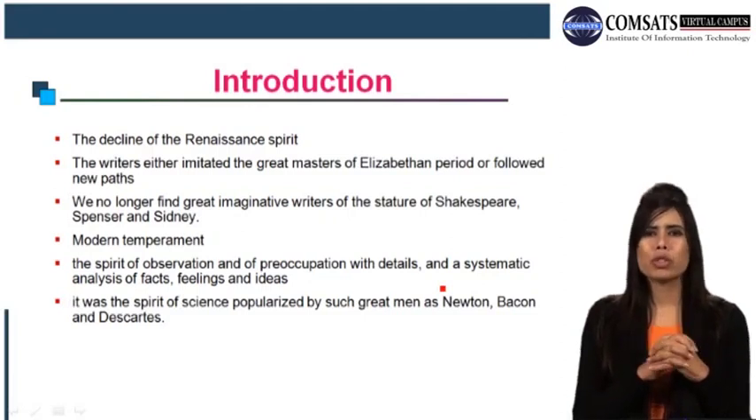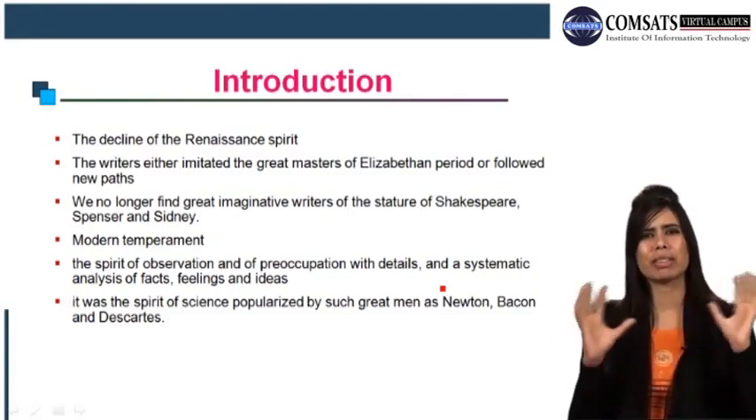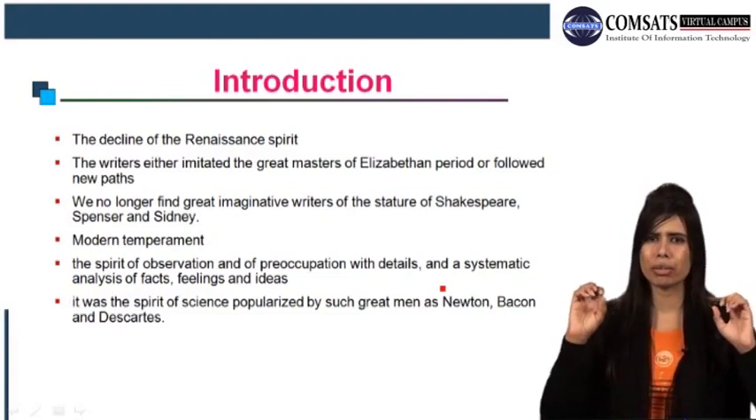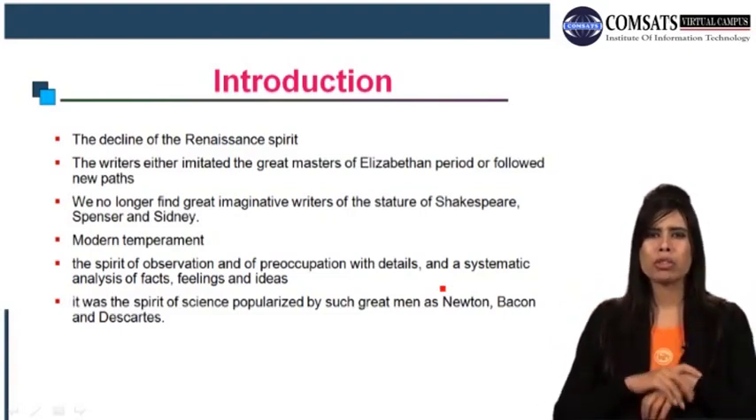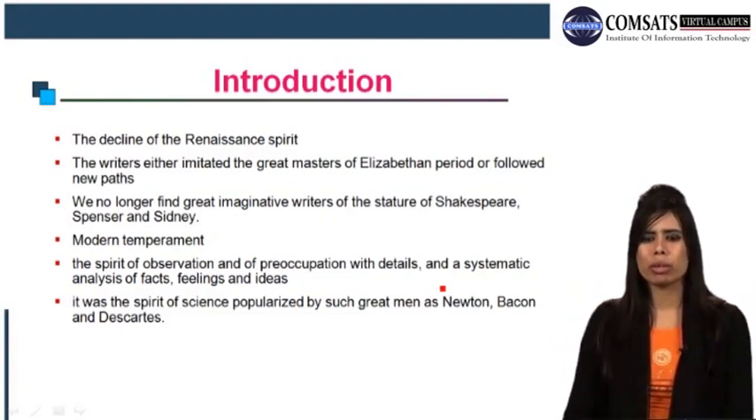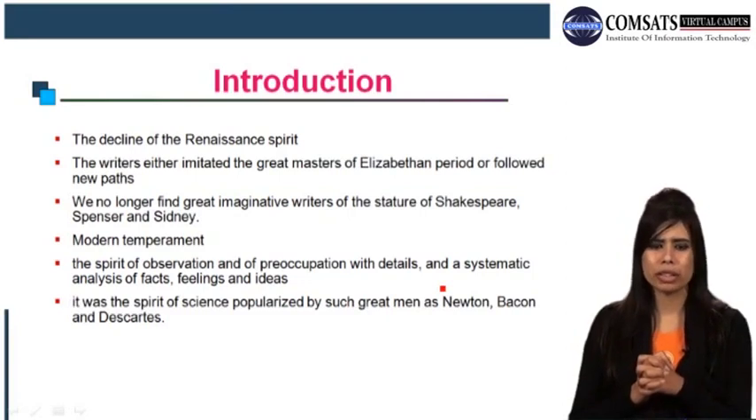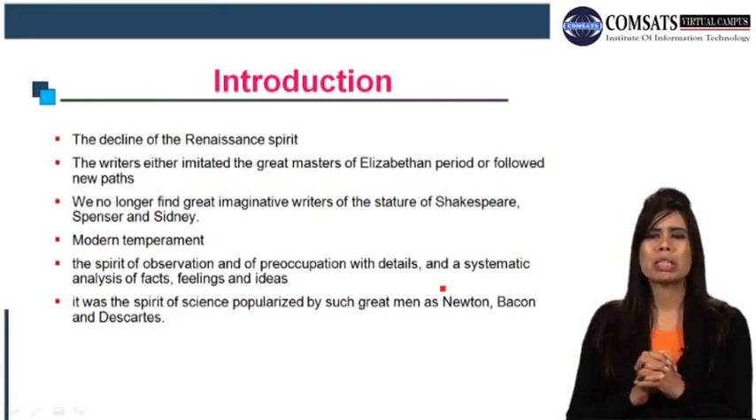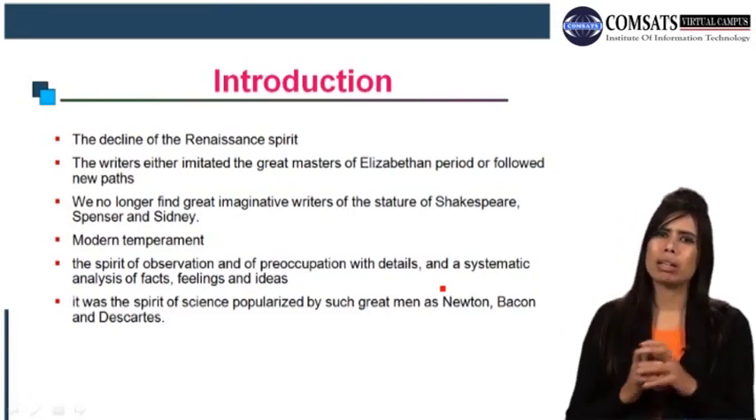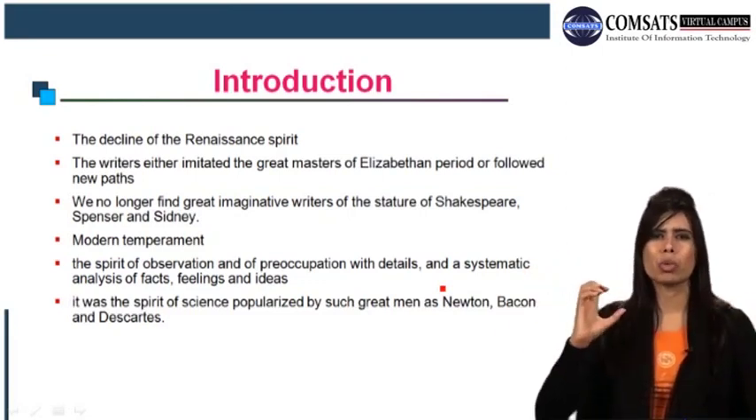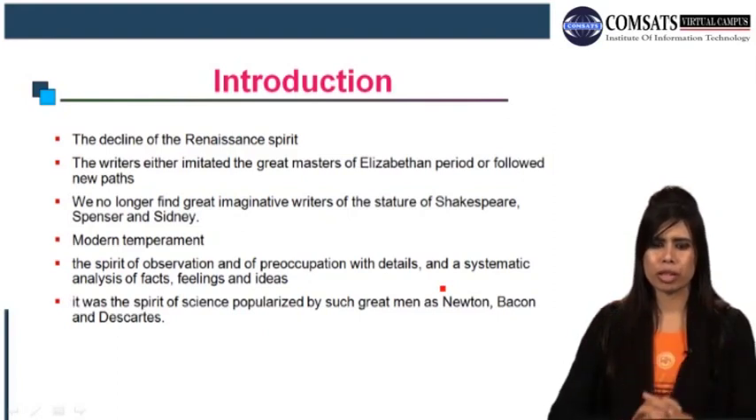Fine. So my dear students, what you have to keep in mind is the basic concept that in the 17th century there is a decline of the Renaissance period. So we don't have great imaginative poets like Spenser or Shakespeare or Sidney in the 17th century literature. Modern temperament: here you can say writers are moving a lot towards modernism in the Puritan age.